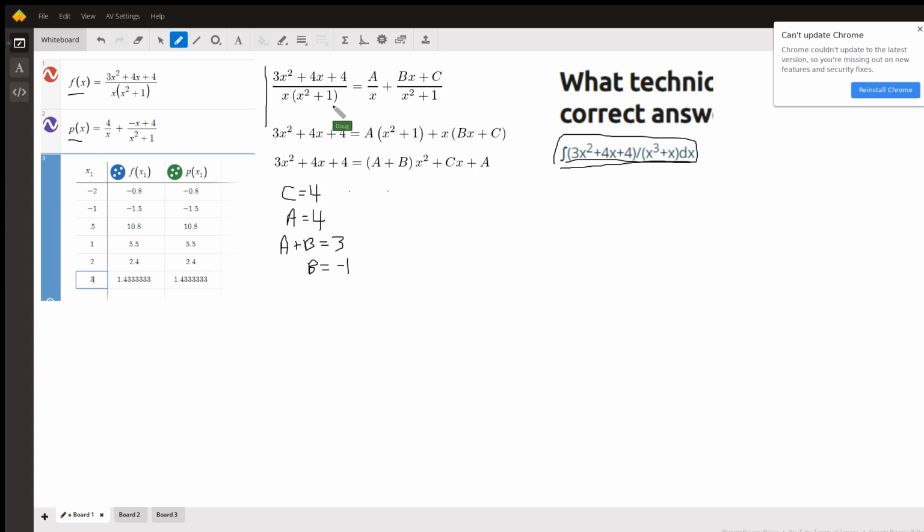This is an irreducible quadratic here, so its form will be bx plus c over x squared plus 1. And if we multiply it through by the LCD, we get this, and it's easy to solve for a, b, and c by equating coefficients. So a plus b has to be the coefficient of x squared, c has to be the coefficient of x, and a has to be the constant term. So these are easily found.